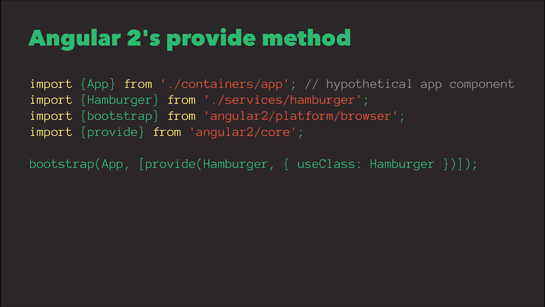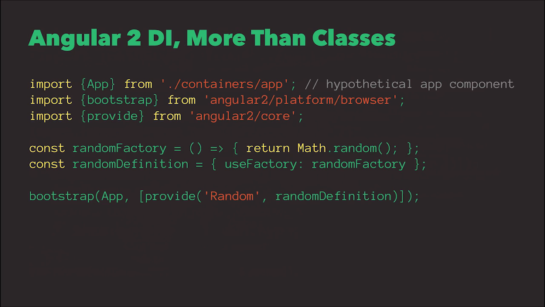So in this example here, we have imported our app component, hamburger service, Angular 2's bootstrap, and of course Angular 2's provide method. And of course we bootstrap our app like normal, and then in our array of providers, we actually specify provide. Before, we just used the class shorthand; this is the long form of how you would provide a class. The first parameter is the name of the class, and then we tell Angular, hey, use this class hamburger.